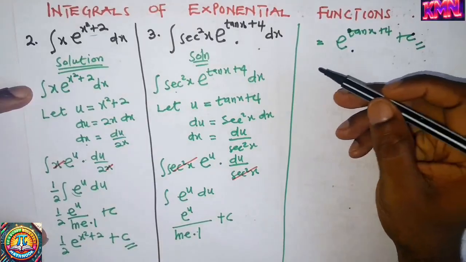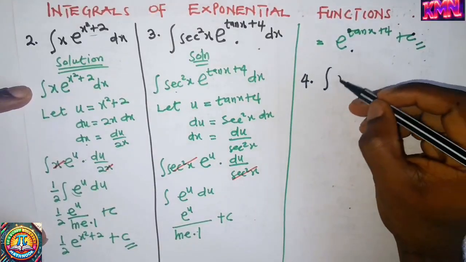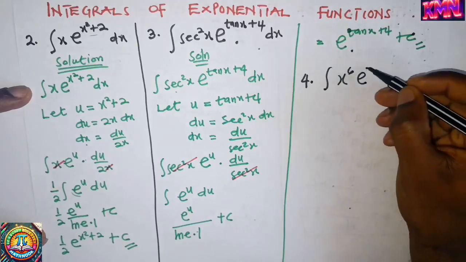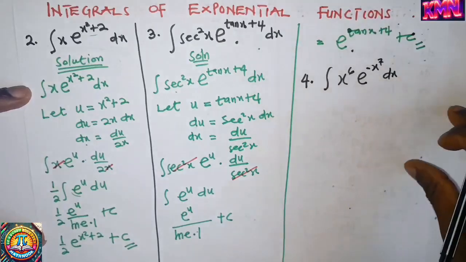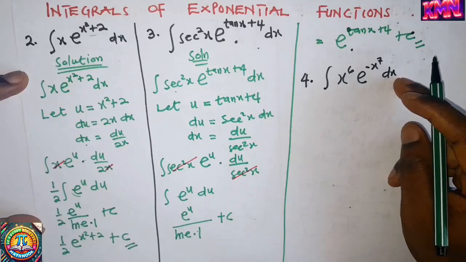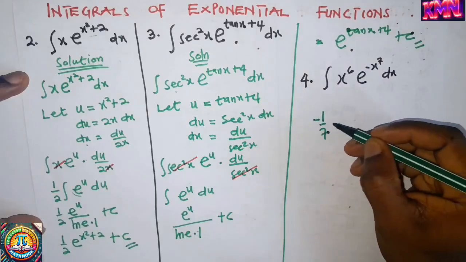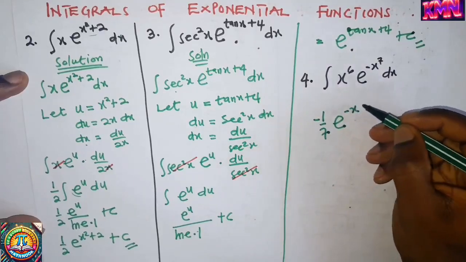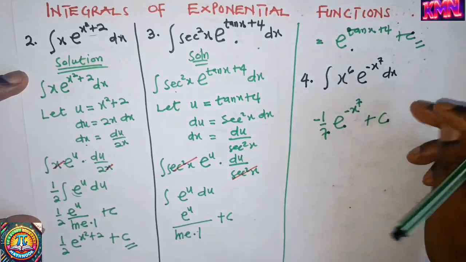So try this. Integral of x^6 e^(-x^7) dx. After everything, the expected answer should be negative 1 on 7 e^(-x^7) plus c.